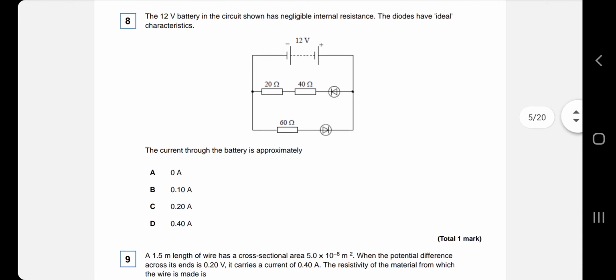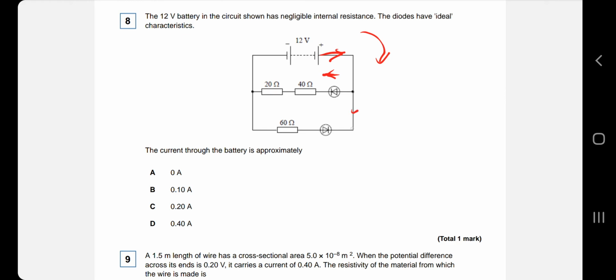So the 12-volt battery in the circuit shown has negligible internal resistance. The diodes have ideal characteristics. If you'd like to have a go at this, please do. So this may seem complicated on the surface, but it's actually not. So the ideal characteristics would insinuate that the current, obviously we need to know, goes from positive to negative. So the current is actually going to go this way. So as the current goes this way, this diode is in the correct orientation to allow current through. So the current will flow through this part of the circuit.